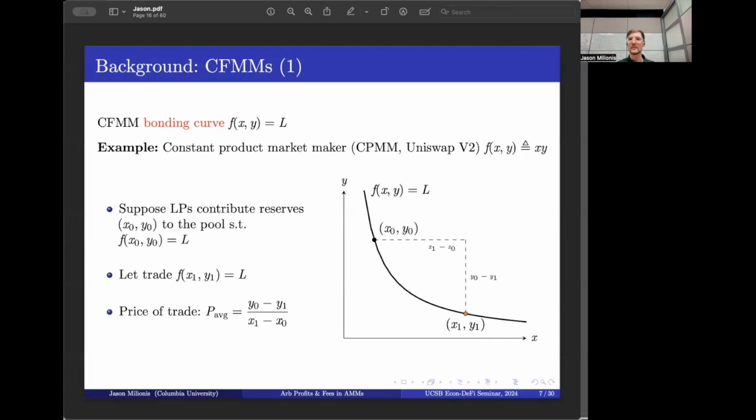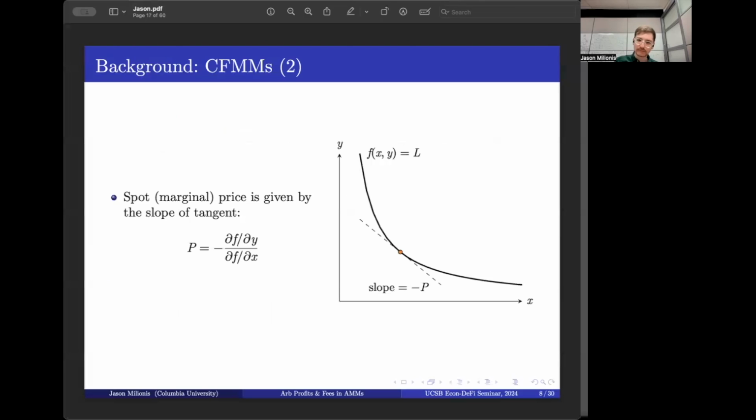Now let's notice what happens as you take these 2 points to be closer to one another. So as you make the trade basically a marginal trade, then we can show that the price that you end up paying is exactly the negative of the slope at a point. And so formally, we say that the spot or marginal price of an AMM is given by the slope of the tangent, or the negative of that. So it's the expression that you see right here on this slide.